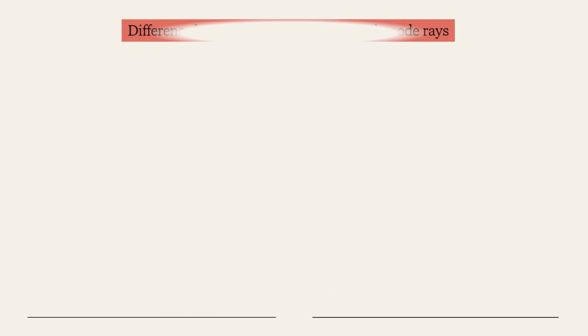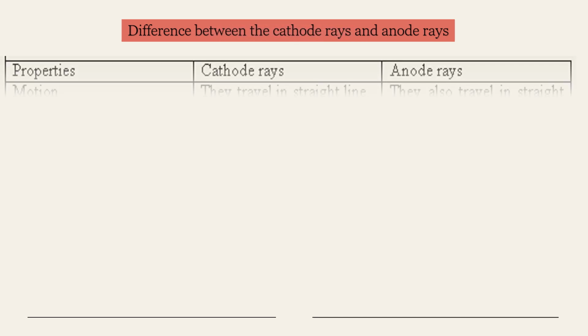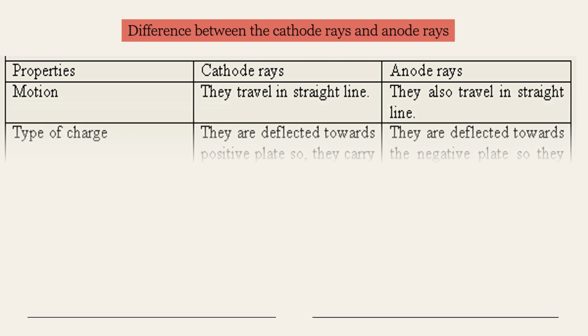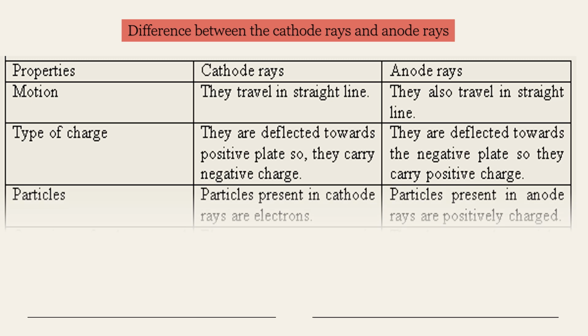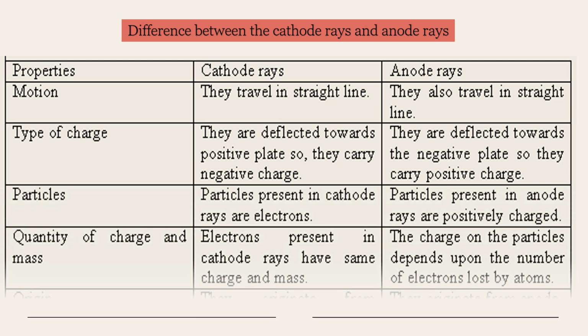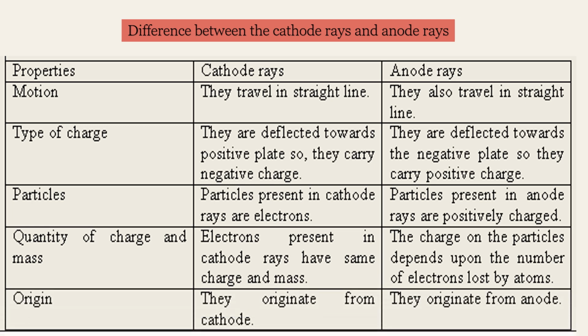Now the differences between the cathode rays and anode rays. First one is, cathode rays travel in a straight line and anode rays also travel in a straight line. Second one is, in cathode rays they are deflected towards the positive plate, so they carry negative charge, and in anode rays they are deflected towards the negative plate, so they carry positive charge.